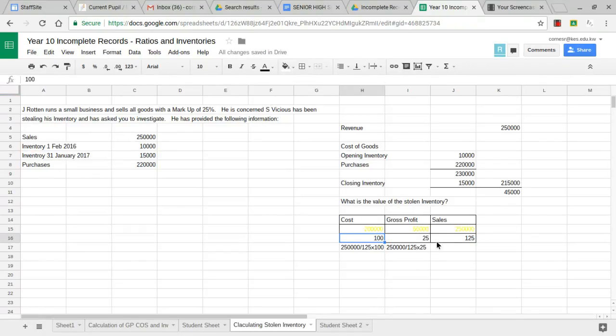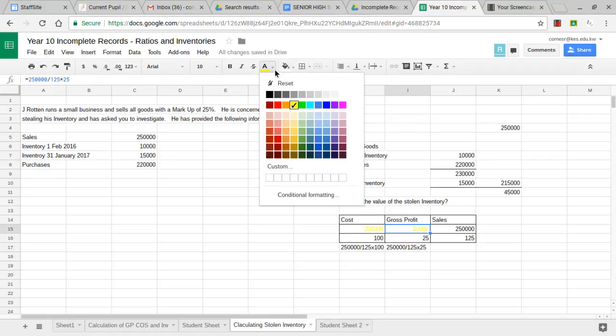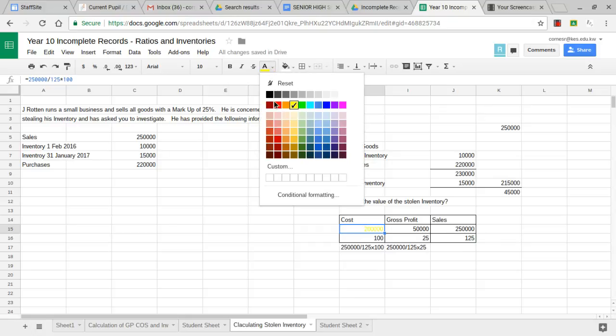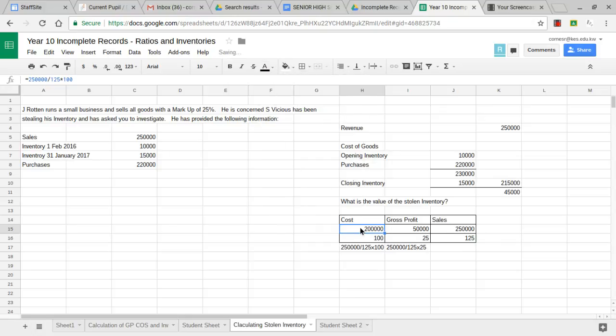So put the sales in, 250,000. I then do 250,000 divided by 125 to find 1% and multiply by 25 to give me my gross profit. And I do a similar calculation to find out my cost of sales. So 250,000 divided by 125 to find 1%, multiplied by 100, that gives me a cost of sales of 200,000. Now we've got a problem.